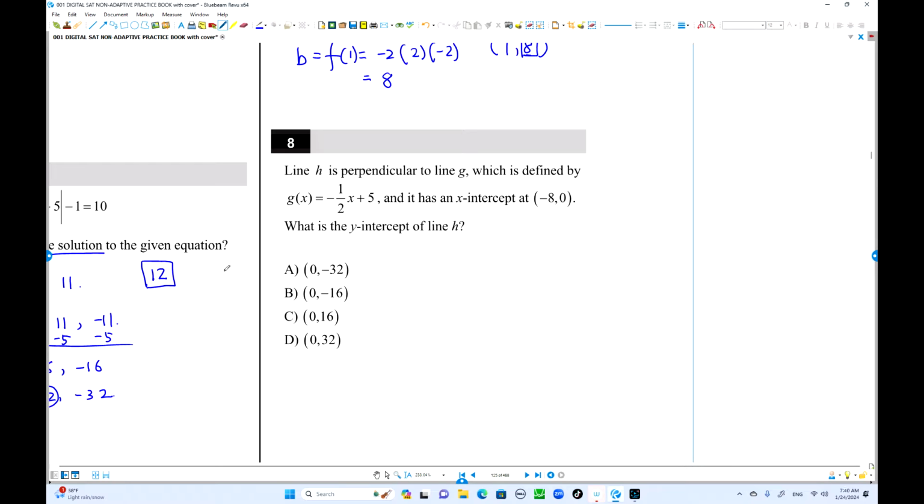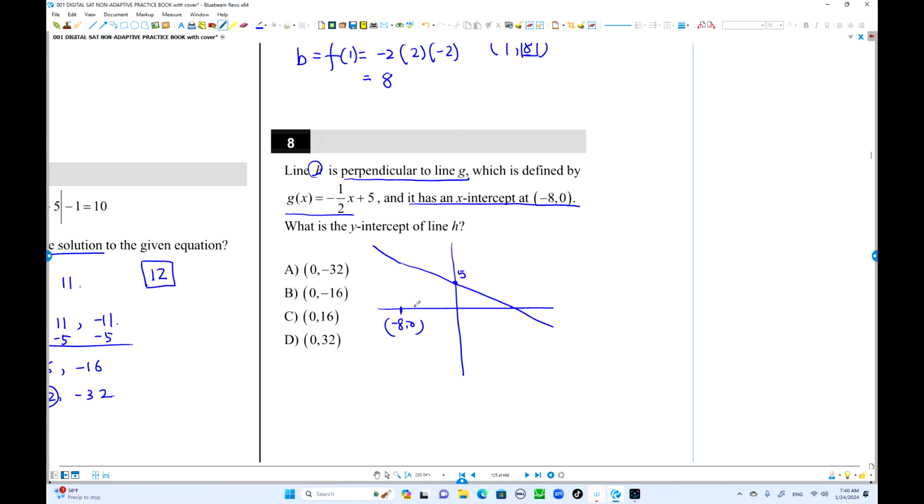Okay, all right. Now H is perpendicular to line G, which is defined by g of x equals negative 1 over 2 x plus 5. And this line is perpendicular to this, and it also has an x-intercept at (negative 8, 0). Maybe you can make a graph. g of x looks like this. The 5, negative slope, right? But perpendicular and also what, negative 8. Where is negative 8? Over here, right?